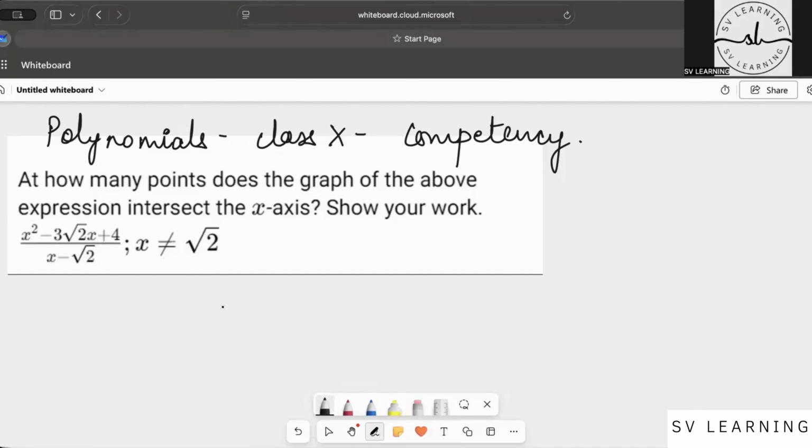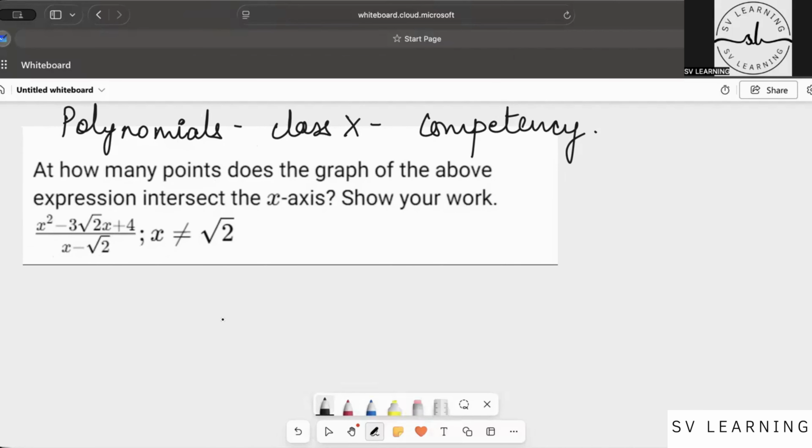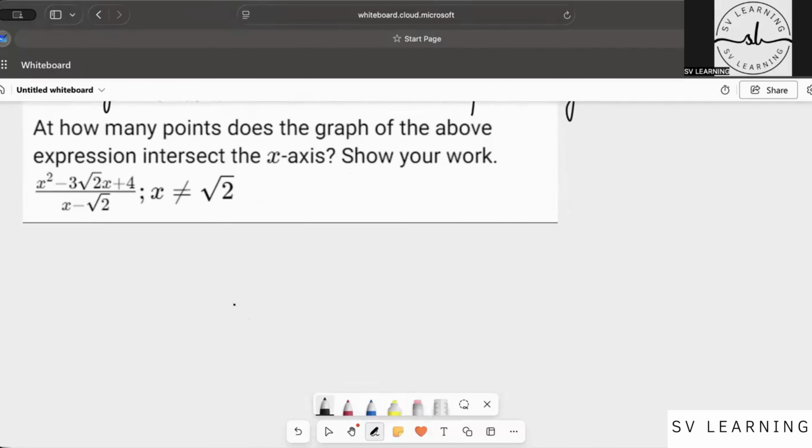Hello children, let's try to solve this question from Polynomials Class 10 competency-based questions. At how many points does the graph of the given expression intersect the x-axis?